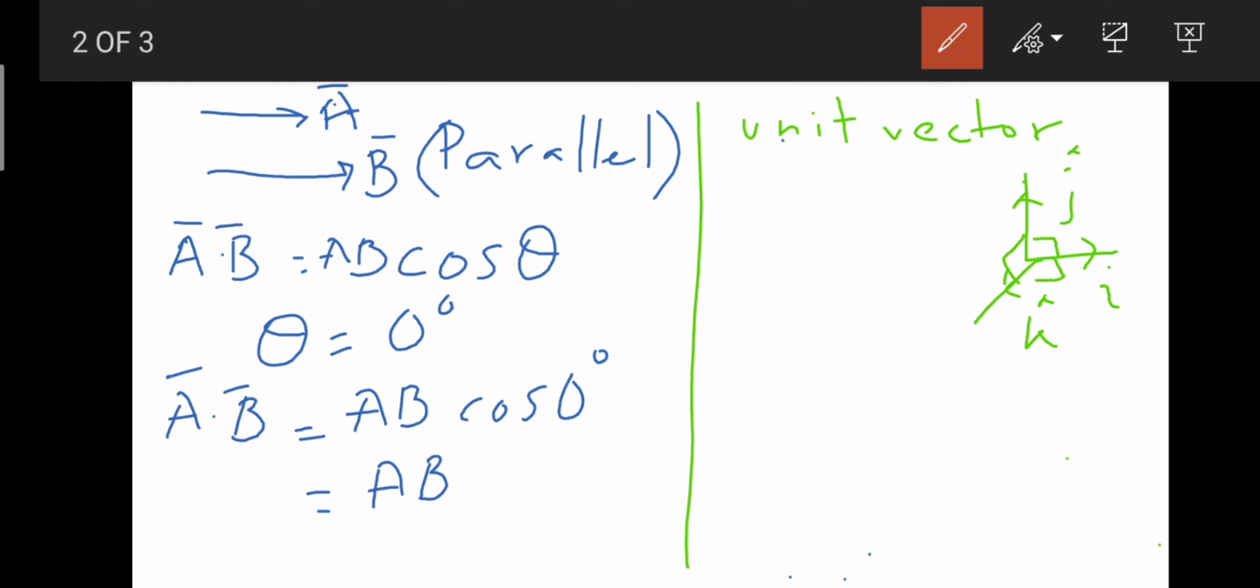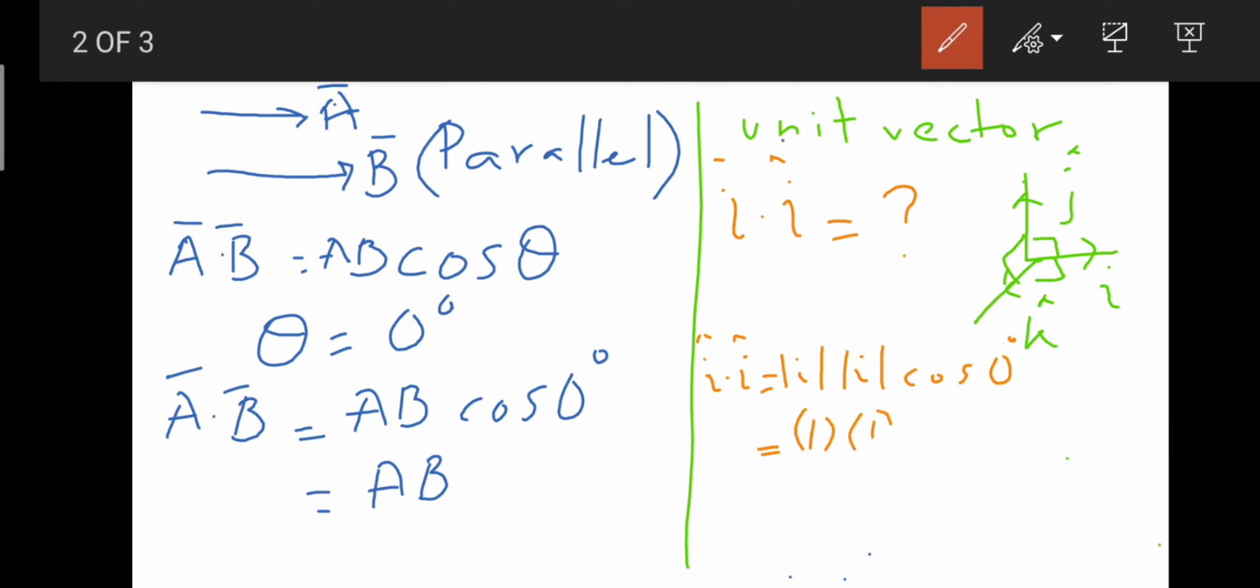Now what would happen if I want to take the product between i and i, because in the direction of i there is always i, there cannot be j in the direction of i. So to exhibit that, I want to write i dot i. I will write i dot i equals, obviously, the magnitude of i, and the angle between them. The angle is basically 0 degree. Now the magnitude of i, since it is a unit vector, is equal to 1, and 1, and cos 0 degree is equal to 1. So that means i dot i is equal to 1.